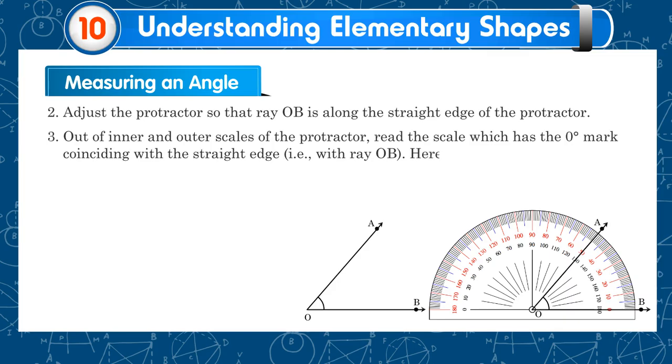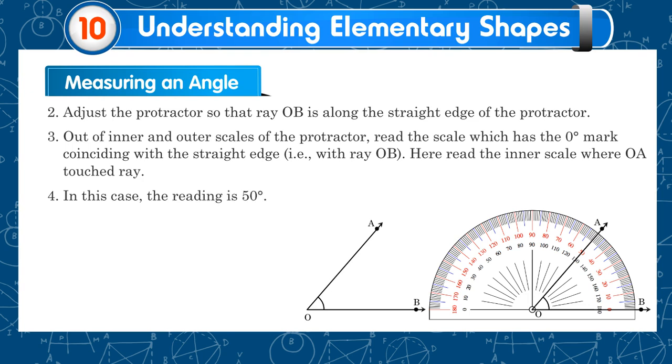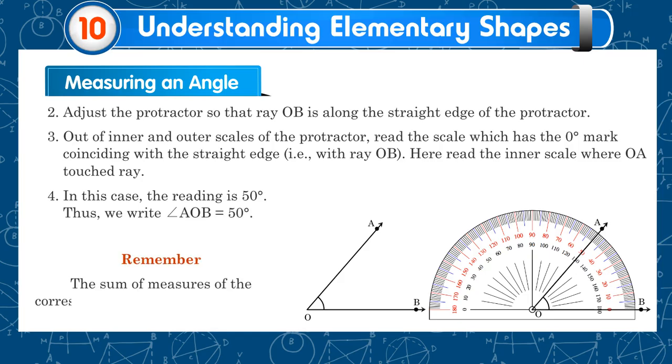Here read the inner scale where OA touched the ray. In this case, the reading is 50 degree. Thus, we write angle AOB equal to 50 degree. Remember, the sum of measures of the corresponding angles on the inner and outer scales of a protractor is 180 degree.